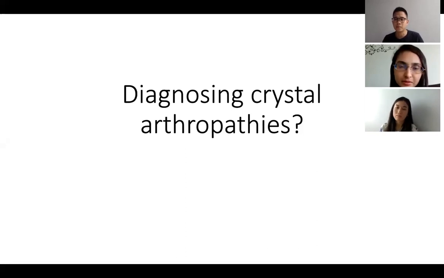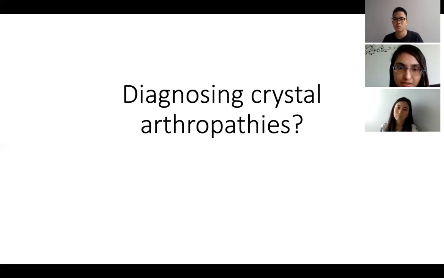So to answer that question, I think we need to look at why we're doing the joint aspiration. The first thing would be for diagnostic purposes. So number one, to confirm the presence of gout. And number two, most importantly, in patients who present with monoarticular involvement, it will be important to exclude septic arthritis, which can occur concurrently.